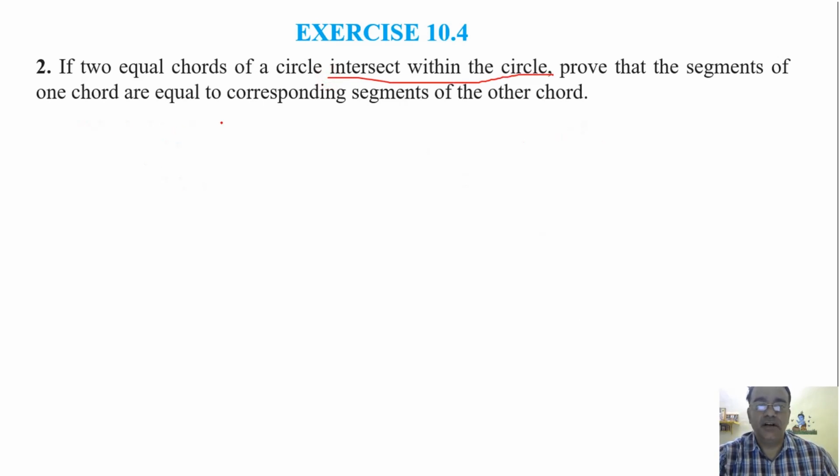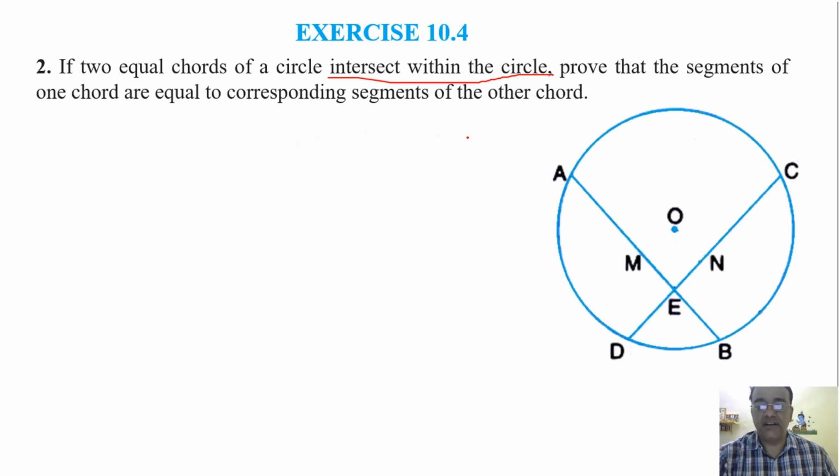one chord are equal to the corresponding segment of the other chord. See this figure. AB and CD are two equal chords and they are intersecting at point E within the circle, circle के अंदर में. And the segments of one chord are equal to the corresponding segments of the other chord. So इसमें हम लोग एक construction करेंगे.